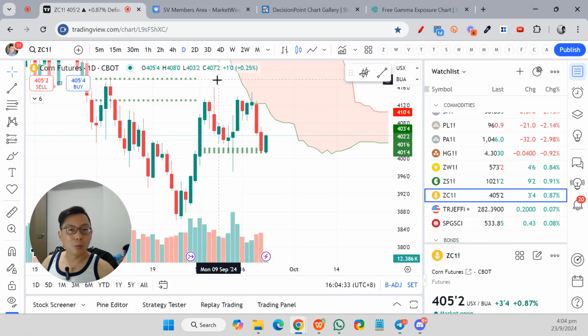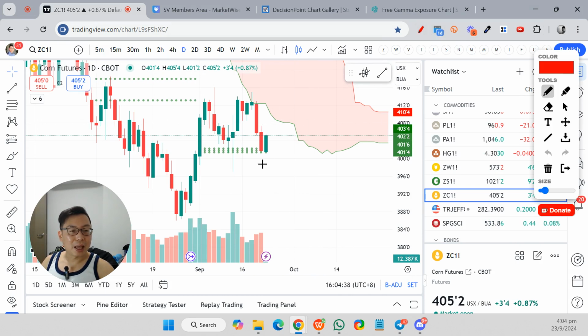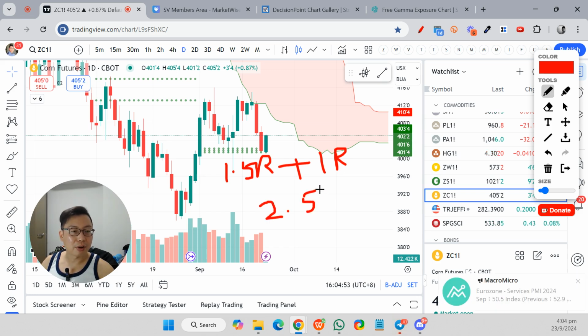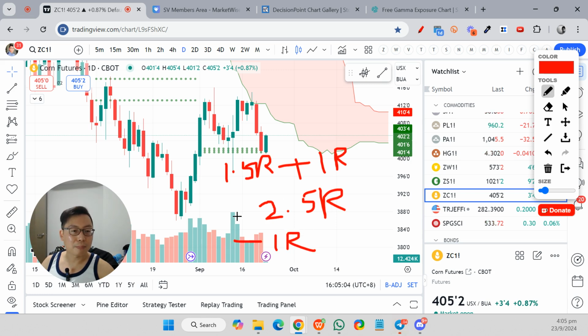So you can see that both the CVI and FANG trades: for CVI I get 1.5R and for FANG I get 1R. So net total, my profit is 1.5R plus 1R, which is actually 2.5R, right? So I lost on the corn ETF, that is I lose 1R, correct? So 2.5R minus 1R, so net I still profit, okay, plus 1.5R.